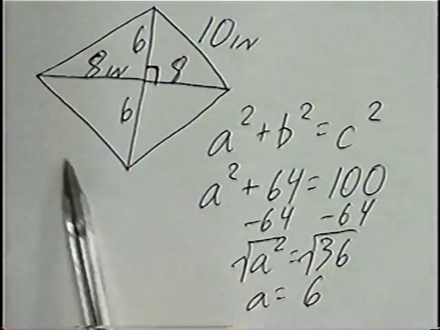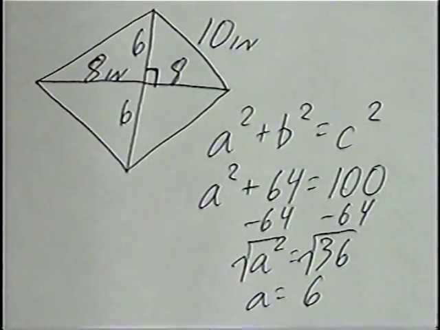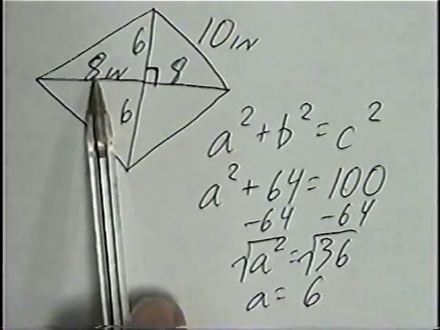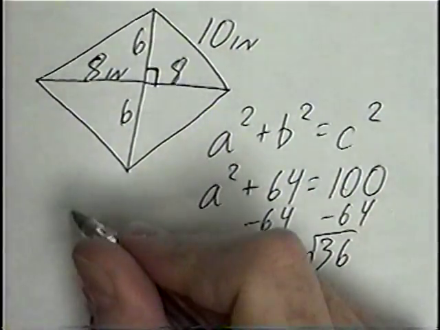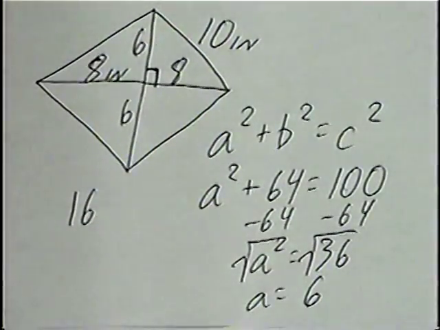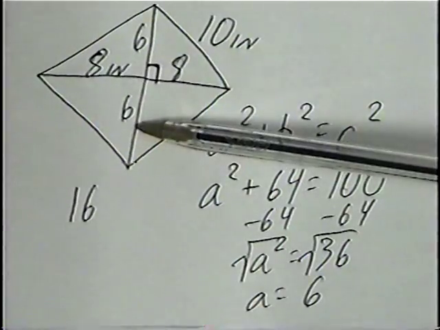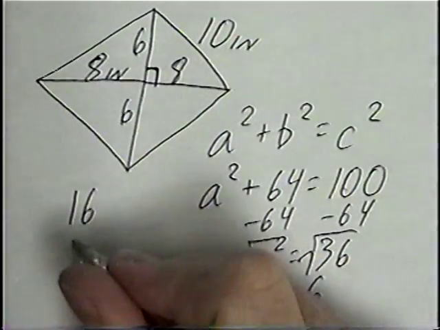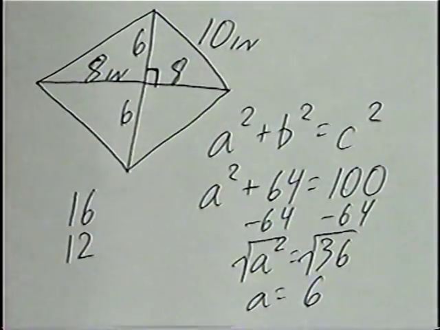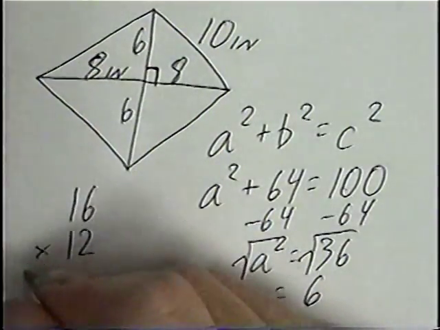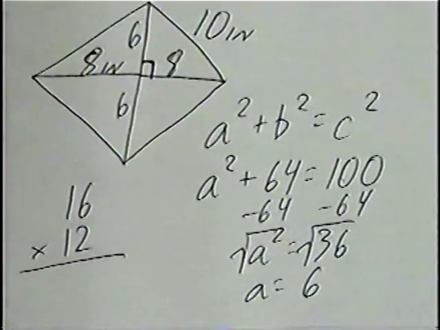To find the area again of the rhombus, the two lengths, the diagonals going left to right, 8 and 8, would be a distance of 16. And the diagonal going top and bottom that we found was a distance of 6 and 6, which would be a distance of 12. Multiplying those two diagonals, 16 times 12.